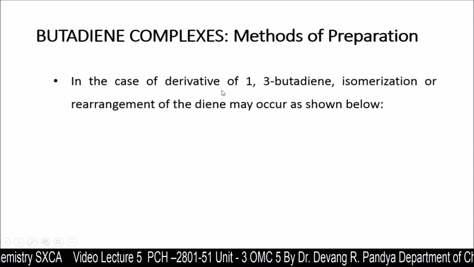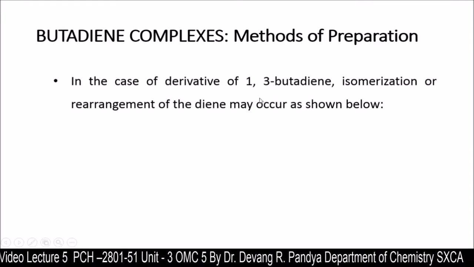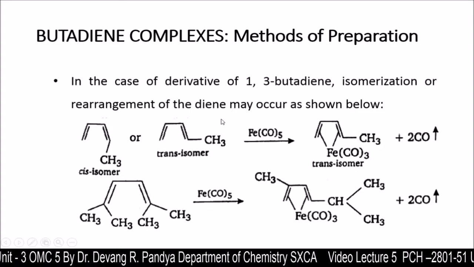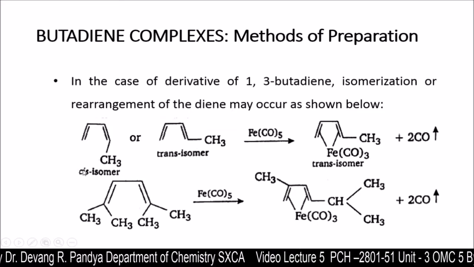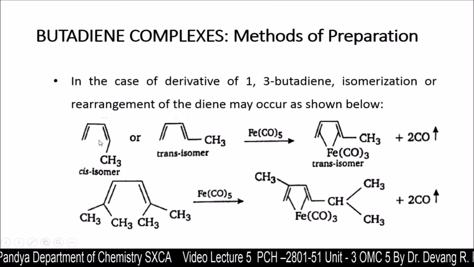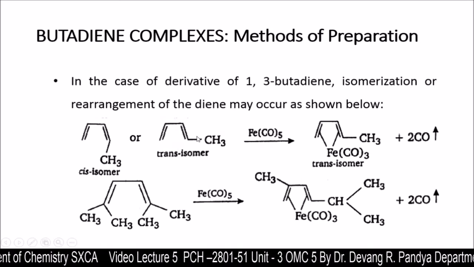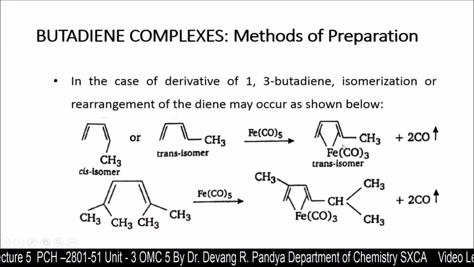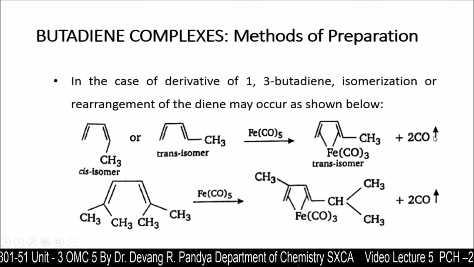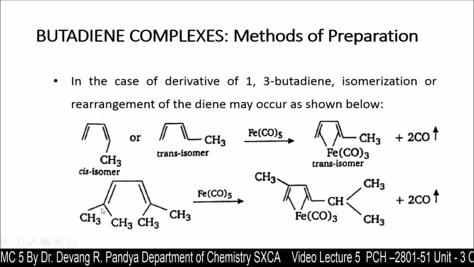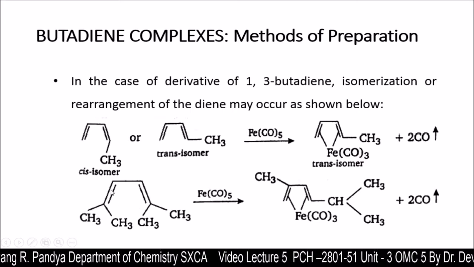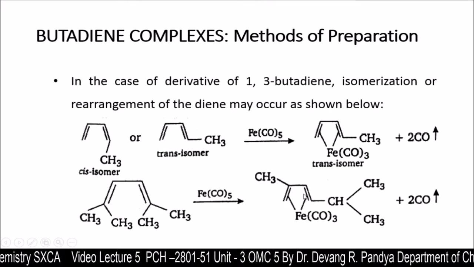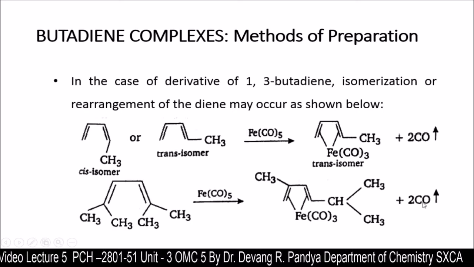In the case of derivatives of 1,3-butadiene, isomerization or rearrangement of the diene may occur, as we observe over here. Here you can see a substituted cis isomer of 1,3-butadiene. This one is a trans arrangement of 1,3-butadiene. These two isomers are treated with Fe(CO)5. We get the trans isomer complex over here, substituting 2 carbon monoxides. Similarly, here a tetra-substituted 1,3-butadiene is treated with the same Fe(CO)5. We get this kind of complex, substituting 2 carbon monoxides as well.